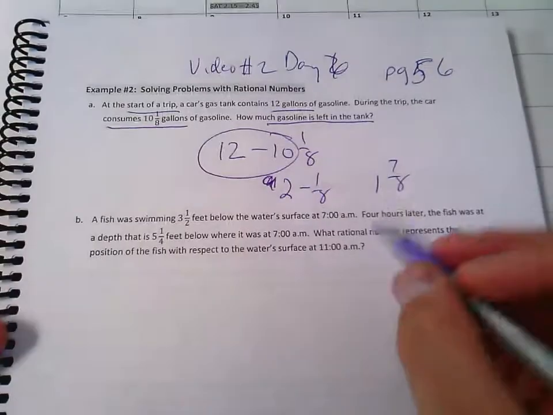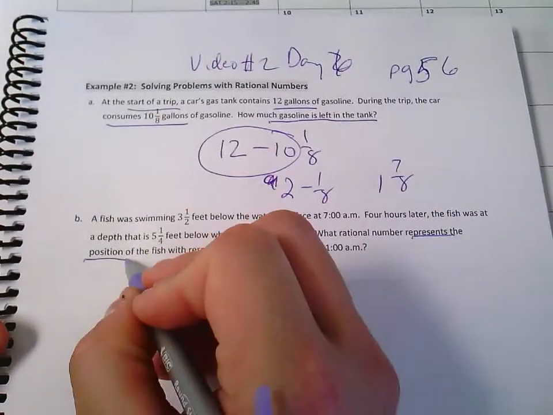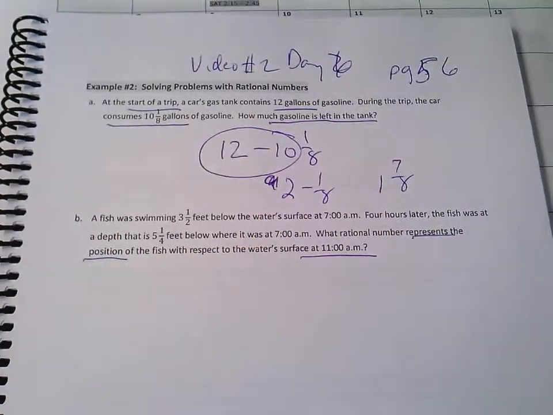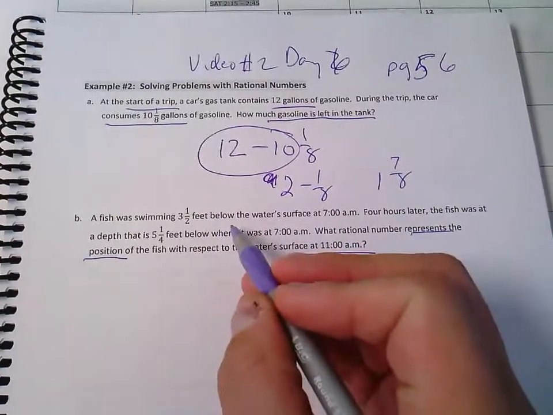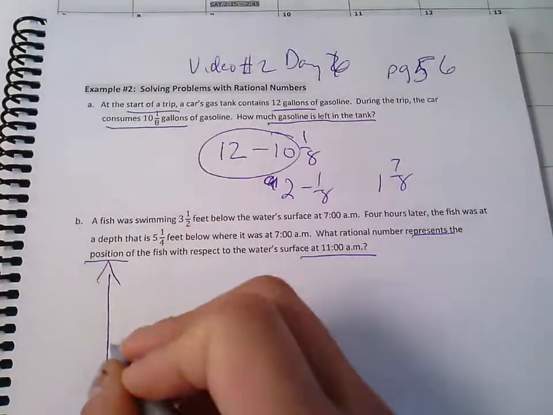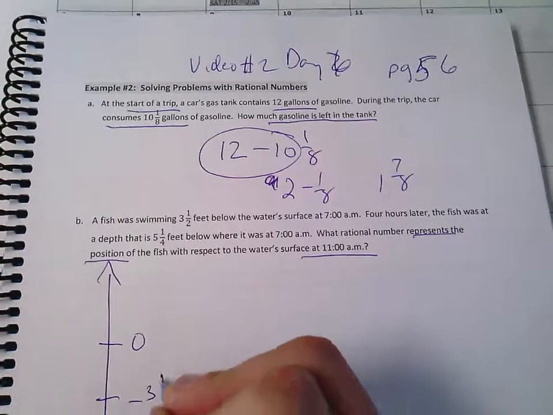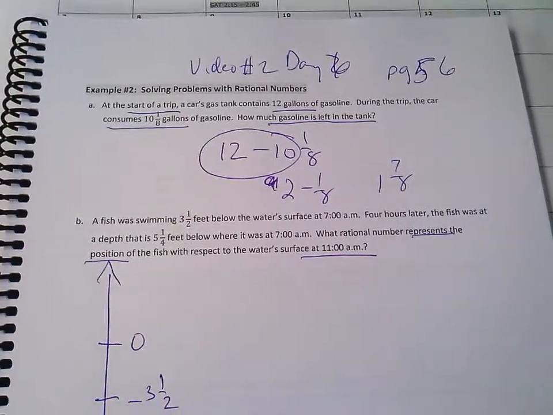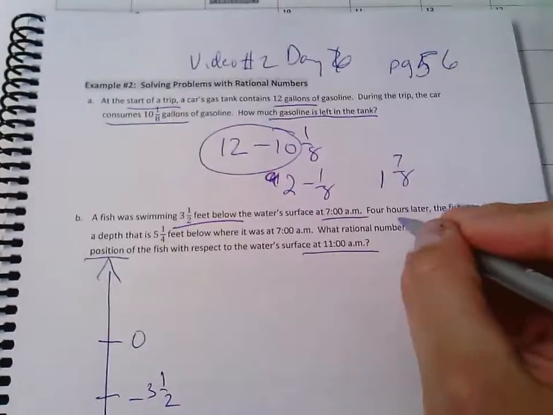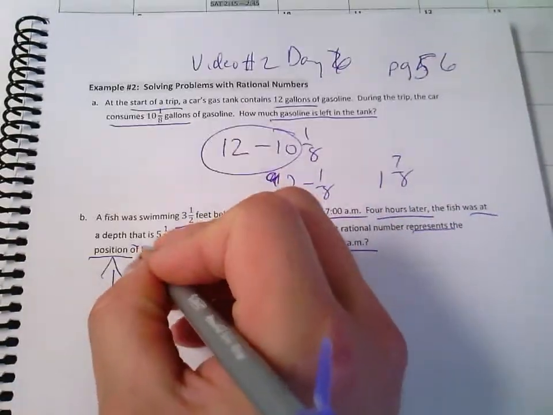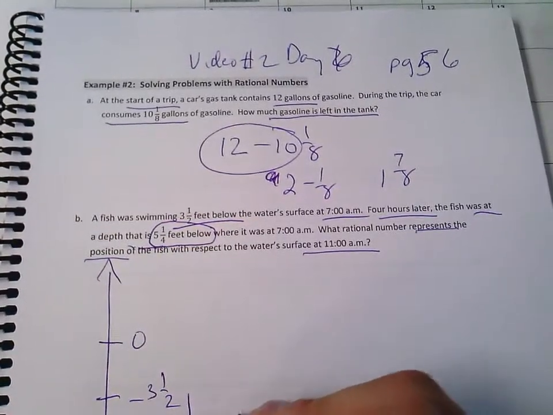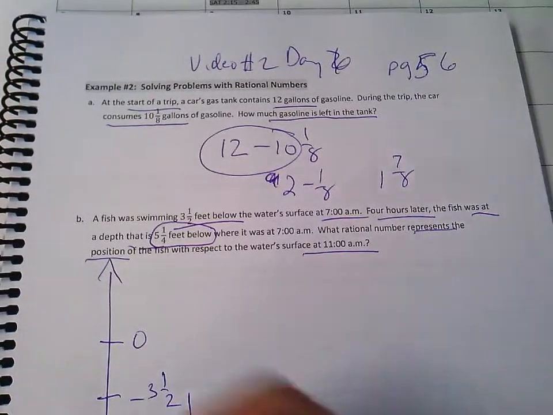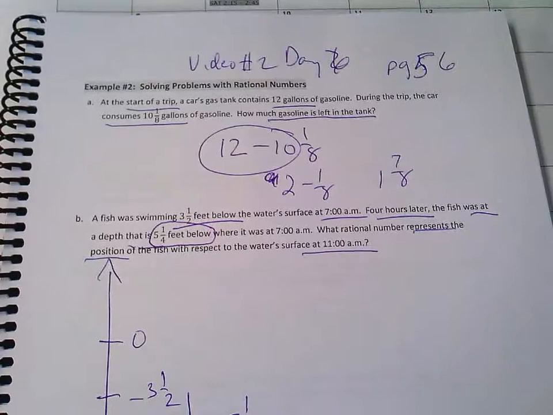All right, let's take a look at this one. What rational number represents the position of the fish at 11 a.m.? A visual would help with this because you're talking about elevation. A fish was swimming 3.5 feet below the water surface at 7 a.m. Four hours later, the fish was at a depth that is 5 1/4 below. So it goes down even more, 5 1/4. What position is the fish at?